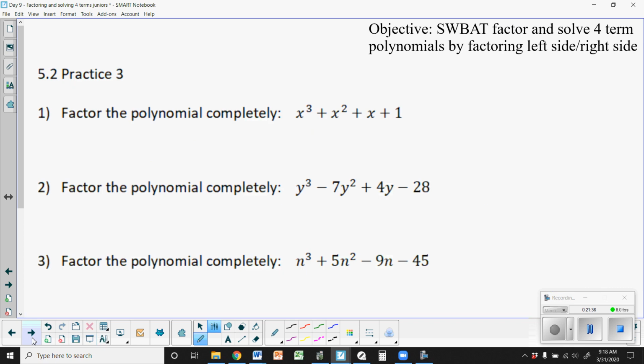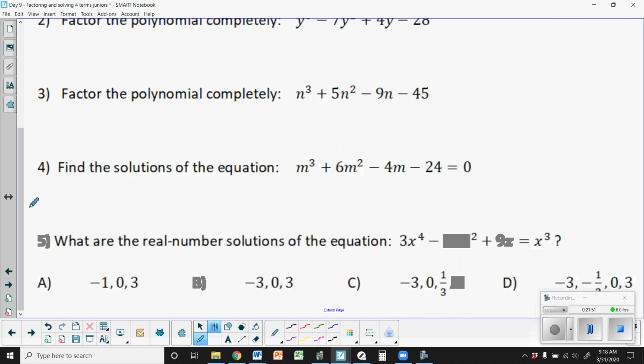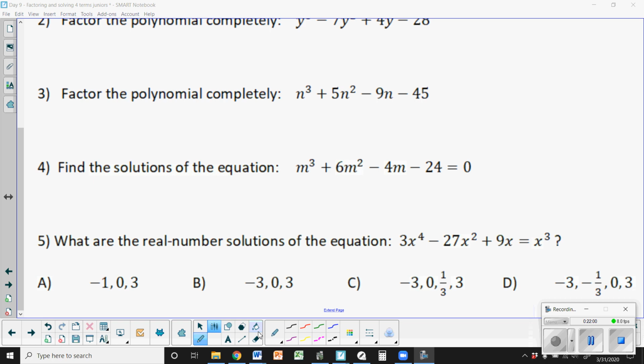Here is your homework assignment. So practice 3, you have these 3 problems. It says factor the polynomial completely. So factor those completely. And then 4 and 5, 4 says find the solutions of the equation. And then number 5, multiple choice. But what are you going to do? That's right, the same steps you did for number 4.